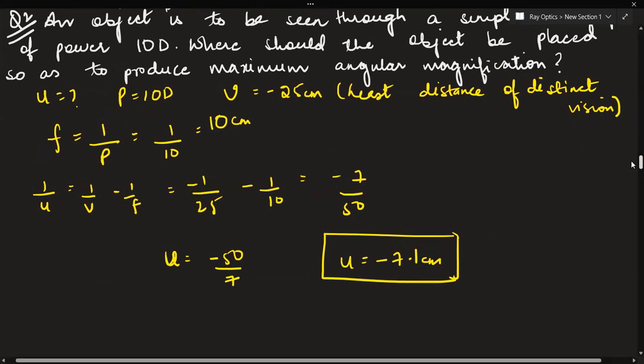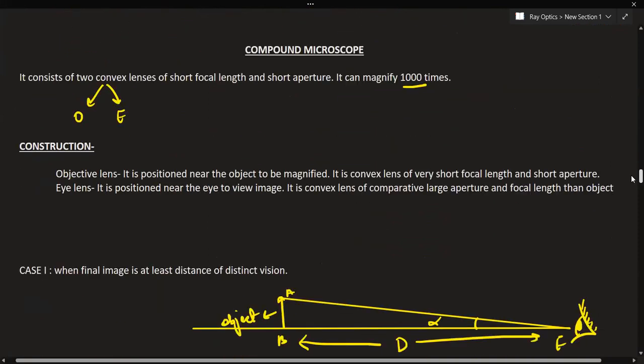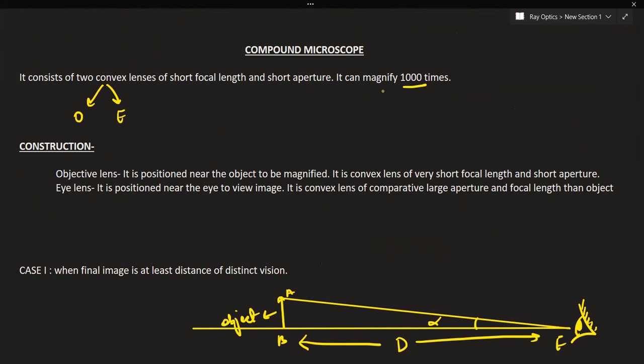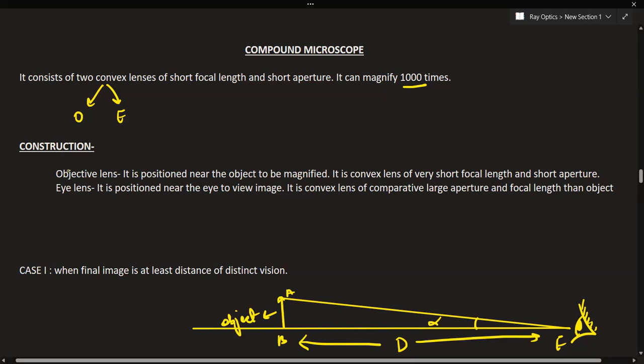So let's discuss the other microscope that we have, compound microscope. Now see, compound microscope is an optical device used to see magnified images of tiny objects. As it is written here, it can magnify 1,000 times. So a good quality compound microscope can produce magnification of the order of 1,000. Now in the construction of compound microscope, it consists of two things. One is the object lens, other one is the eye lens. The objective lens is positioned near the object to be magnified, and the eye lens is positioned near the eye to view the image.